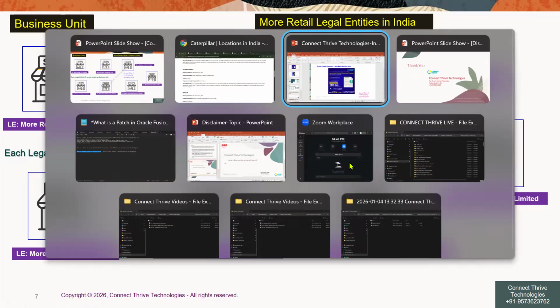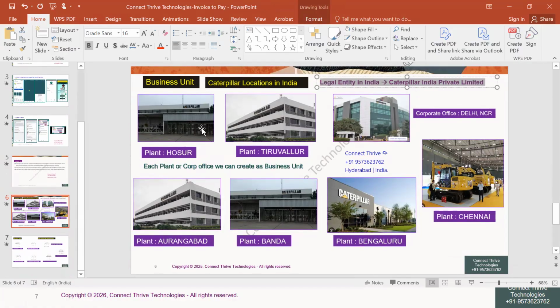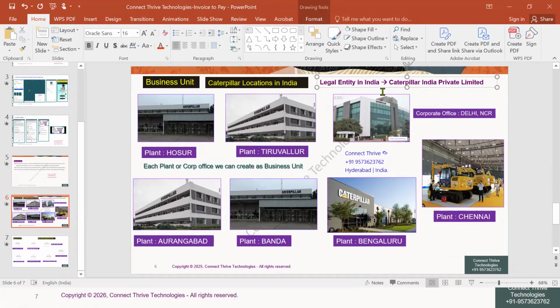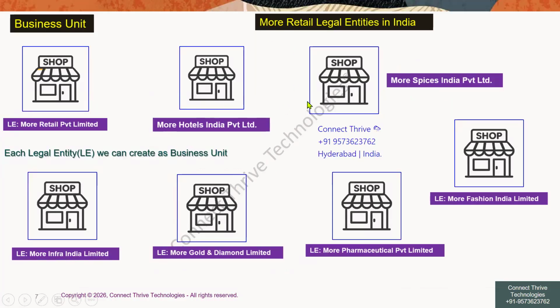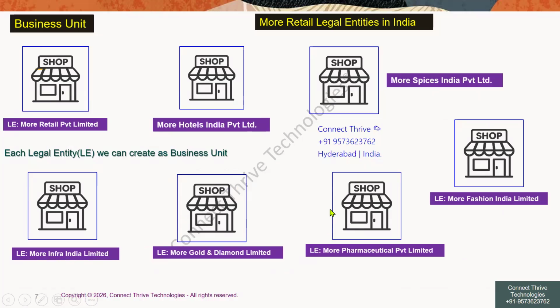If you see here, what we did is one legal entity, Caterpillar India Private Limited. Within that, we have 7 locations where they are doing the operations. They call it 6 plants and one corporate office. Each plant and the corporate unit has one BU. So the legal entity is only one, but BUs are 7. In this example, we have 7 legal entities, 7 BUs. In the previous example, one legal entity, 7 BUs. I hope I am very clear.